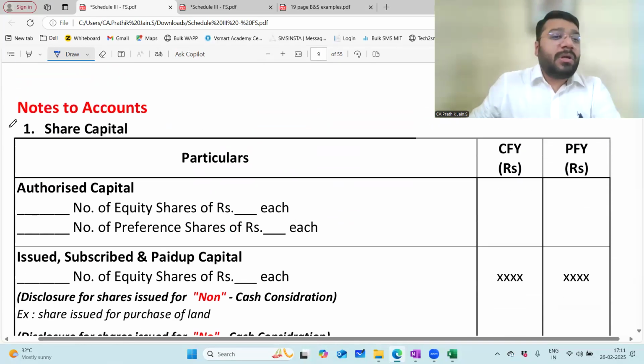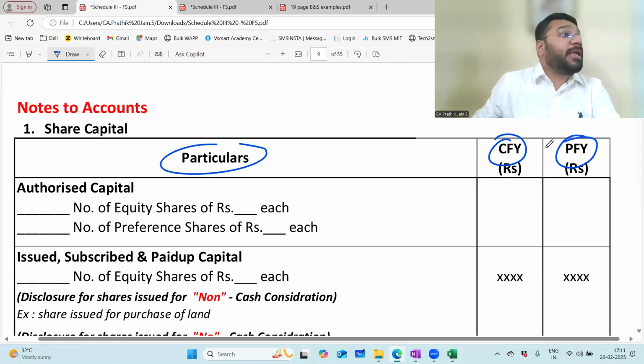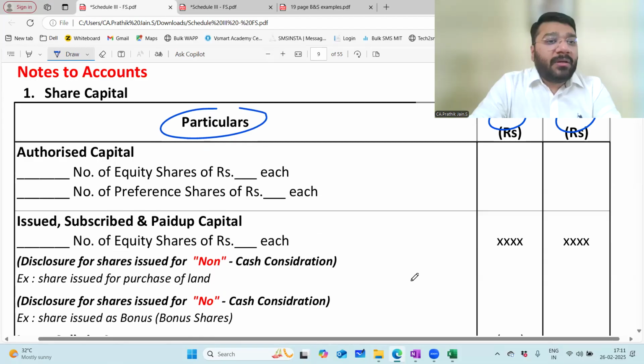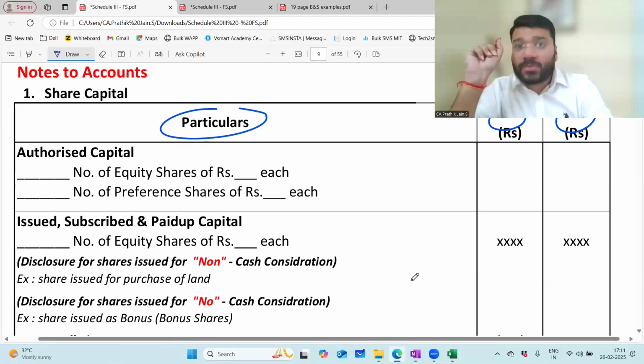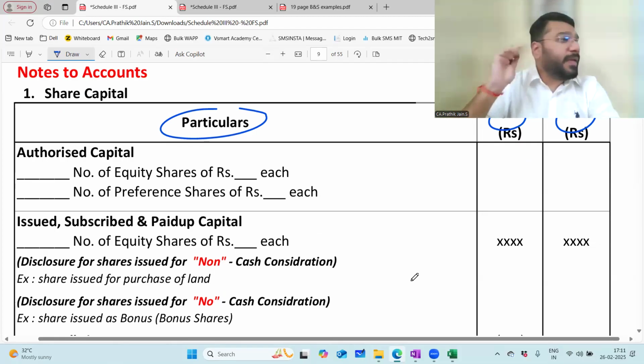Notes to accounts. Note number 1, share capital. Particulars, current year data, previous year data. Now listen to me very carefully. What you have studied in 12th standard or CA Foundation versus what we are going to study now under share capital has a small change. I'll tell you what it is, so please listen very carefully.